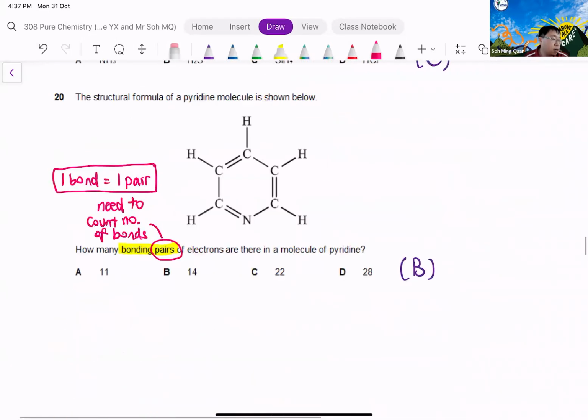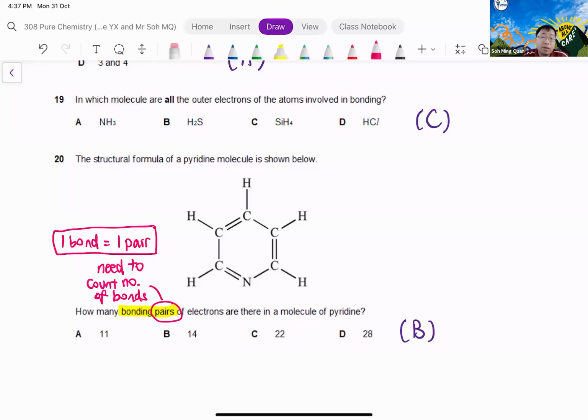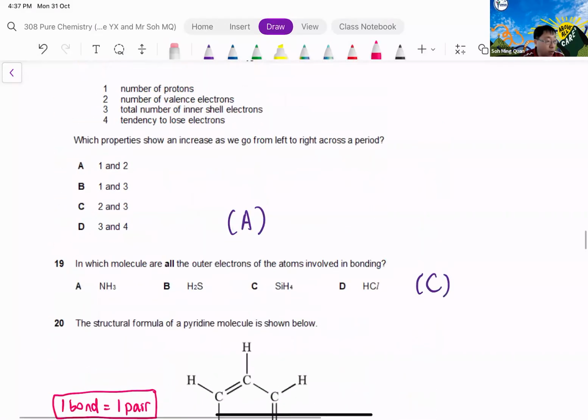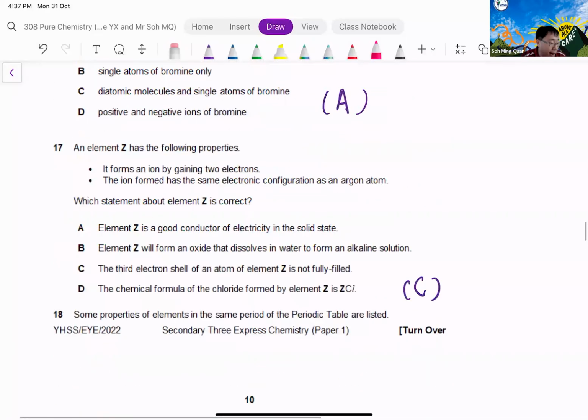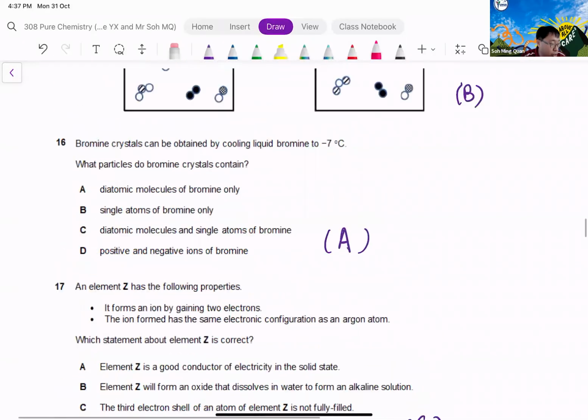Okay, moving on. If you go back to question 20, how many bonding pairs do you need to count? Number of bonds. So you count the lines. Every single line is one pair of bonding electrons. So question 20, if you count carefully, there are 14 bonds. So 14 bonding pairs. Okay, now let's go backwards to question 16.